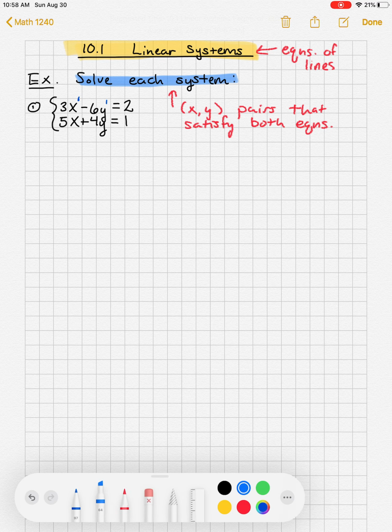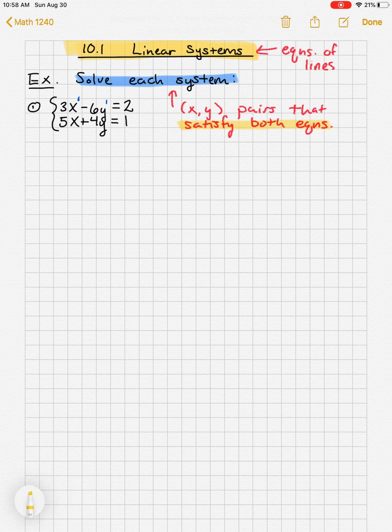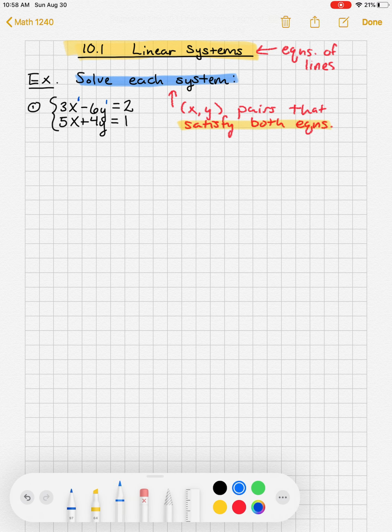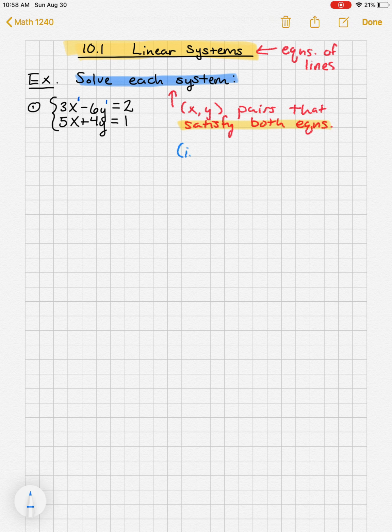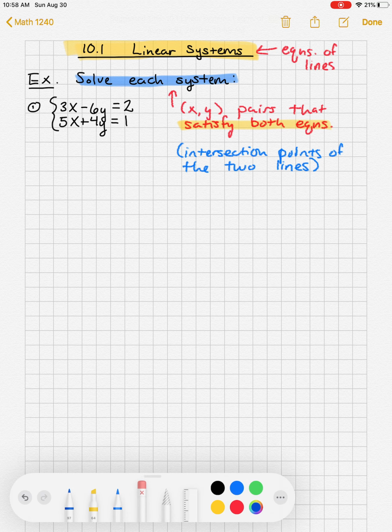Okay, so if these x, y pairs satisfy both equations, then what I'm looking for graphically is intersection points of the two lines. In other words, I'm looking for points where the two lines cross. Points that they have in common. So in terms of actually solving the systems, well, we have some options.